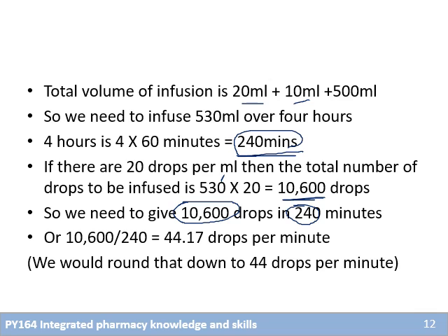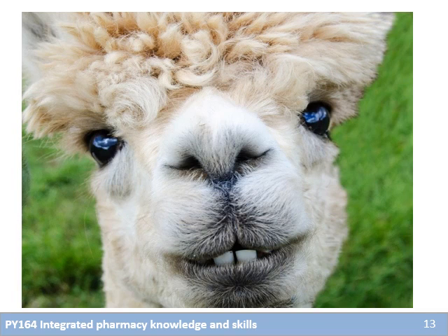That gives us 44.17 drops per minute. Obviously that doesn't make any sense. We can't work out 0.17 drops in a minute. So we'll round that down to 44 drops per minute. Hopefully that made some sort of sense, and you can see how we use drops and mils in the calculations.